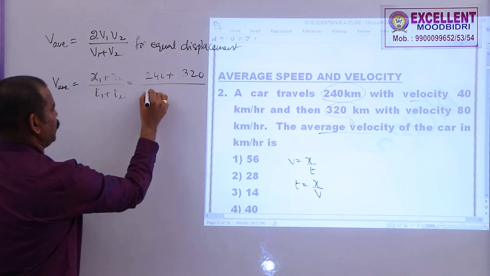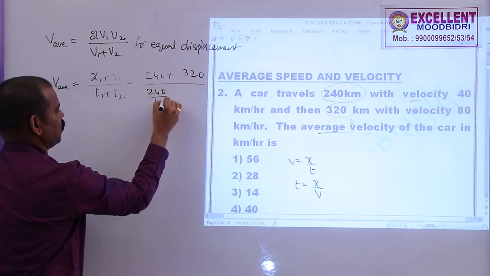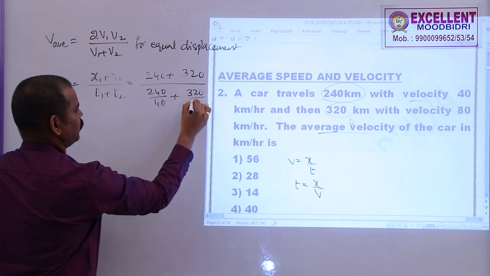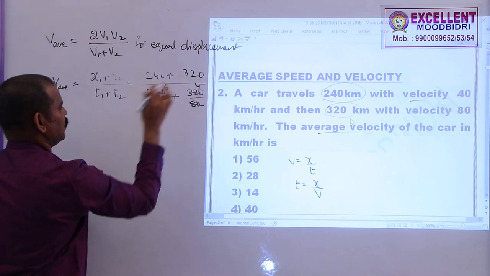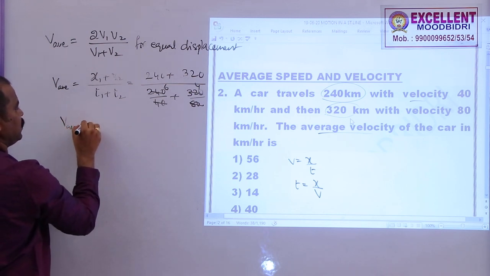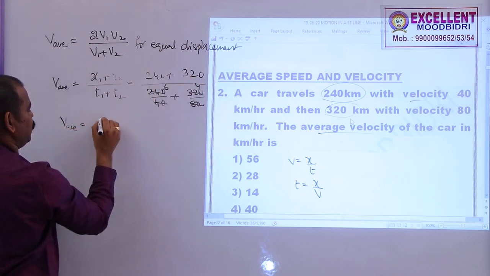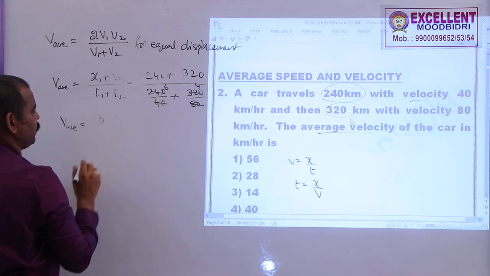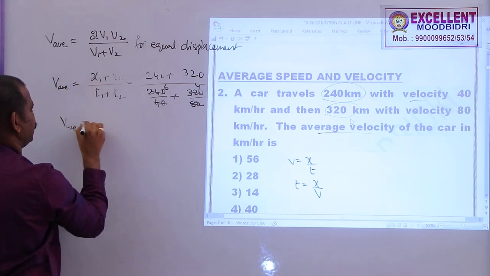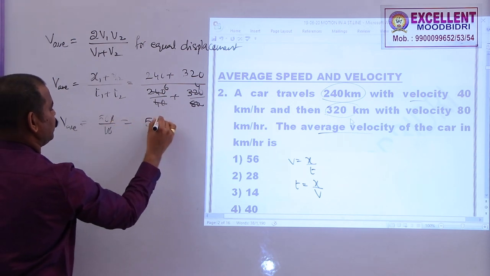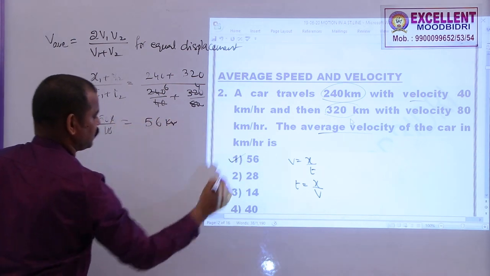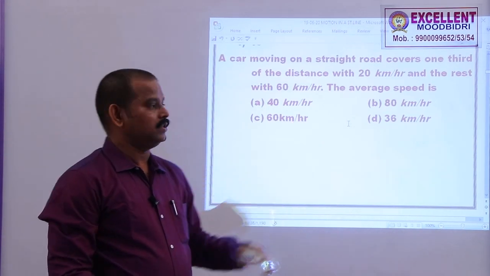So here what can we write? 240 by 40, and this is 320 by 80. Eight fours, four sixes: 6 plus 4, 10. So V average is given by 240 plus 320, that is 560, divided by 10. So the answer is 56 kmph. The first option is correct.